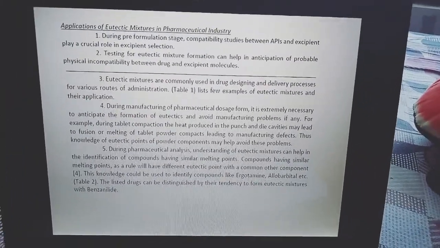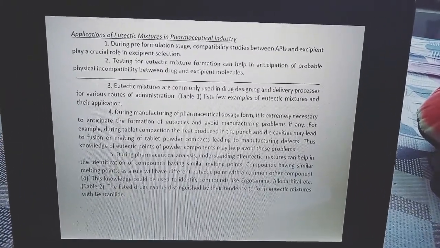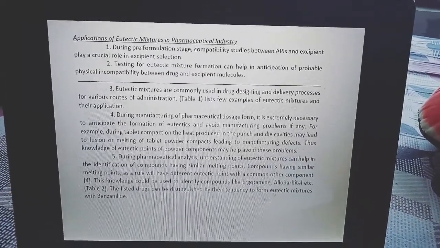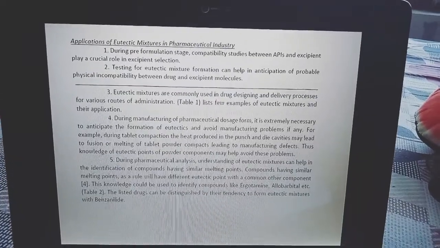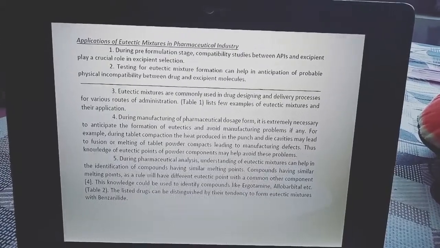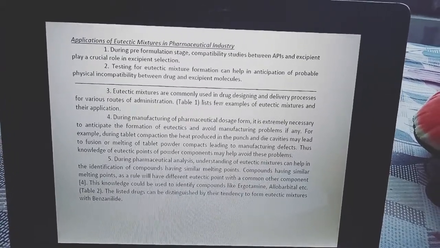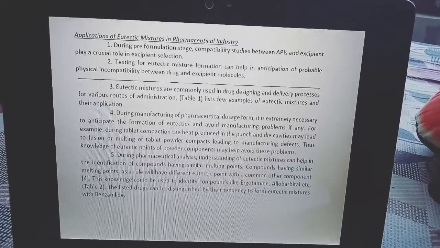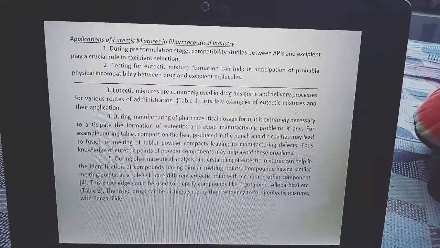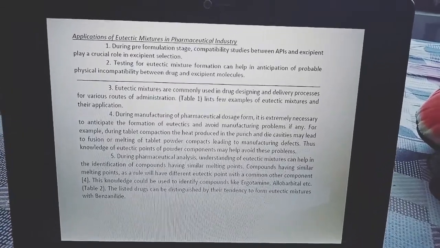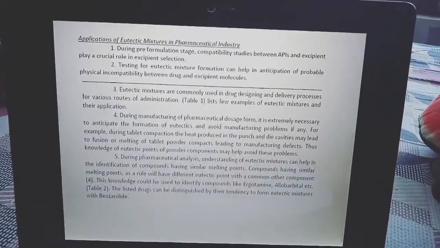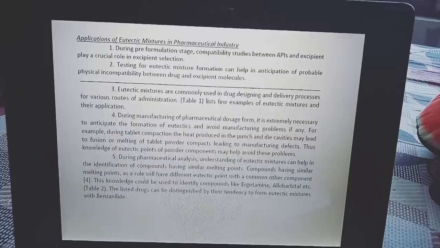Now there are various applications of eutectic mixtures in the pharmaceutical industry. For example, we take pre-formulation studies before the drug is developed. During these pre-formulation studies, the compatibility studies are done between API and excipients. They play an important role in excipient selection. Secondly, testing of eutectic mixture formation can help in anticipation of probable physical incompatibilities. Means if there are any incompatibilities between the drug and the excipients, these are considered during the drug development stage.